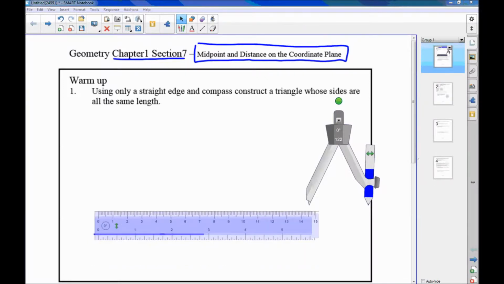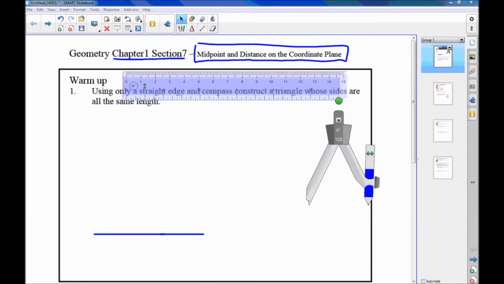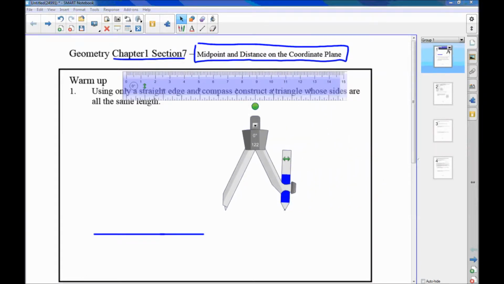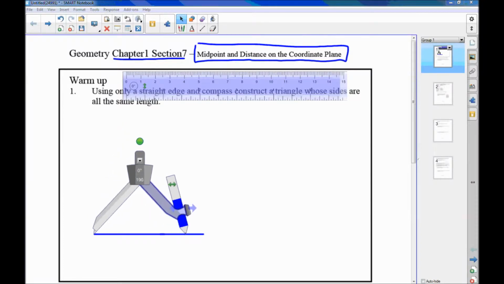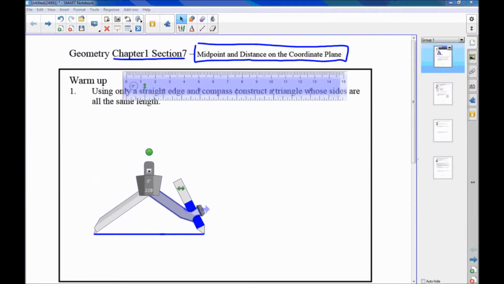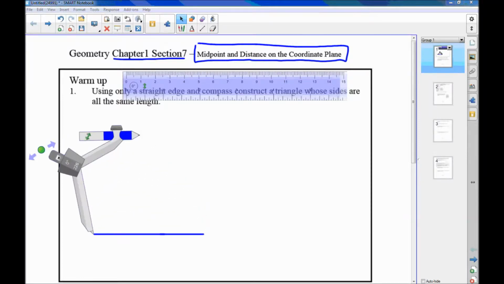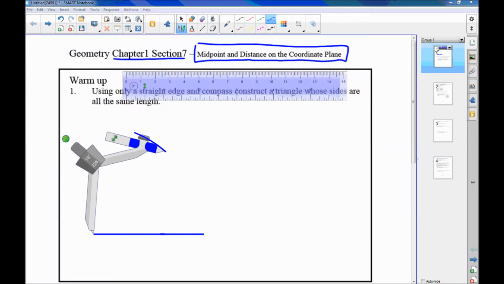All right, so now what I need to do is take my compass, put the pointy end on one side, and then I'll open my compass up to the whole length of the line segment. All right, at this point, I'm going to draw an arc, up above the line segment.